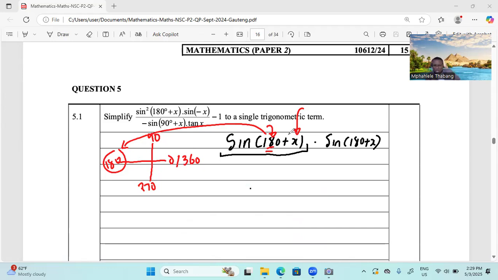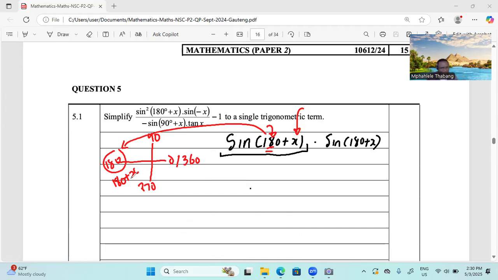So the first thing I will ask myself is, in which quadrant is 180 plus x? Remember, I said x is any angle below 90, so you can think of it as 1. So you can say 180 plus 1, which is 181, which means that 180 plus x is in the third quadrant. If you add any value below 90, you add 1, you have 181, which is in the third quadrant, because 181 is between 180 and 270.